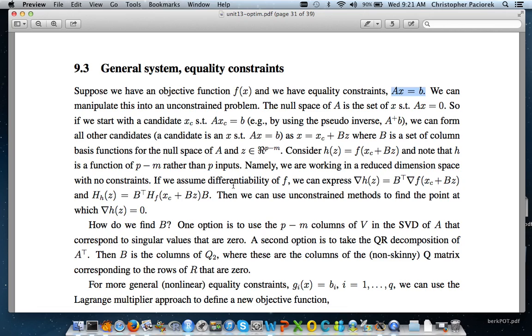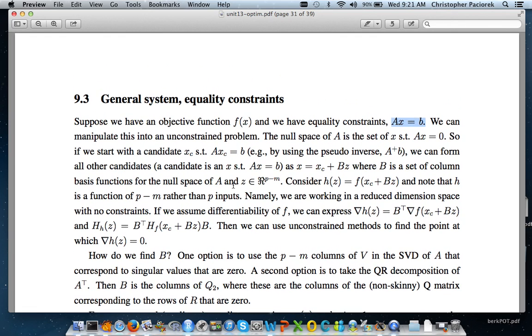So the basic way that we can do this is, again, it goes back to this idea of having a feasible vector. So suppose I have some vector that's a candidate, so a vector x_c such that A x_c equals b. So this satisfies the constraint. So that's at least a plausible vector that might represent the optimum value for x.